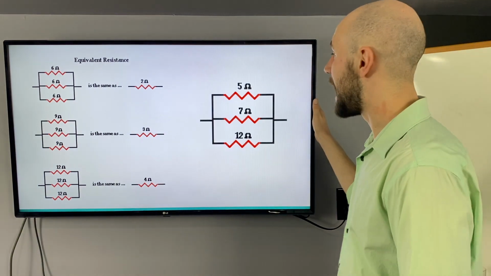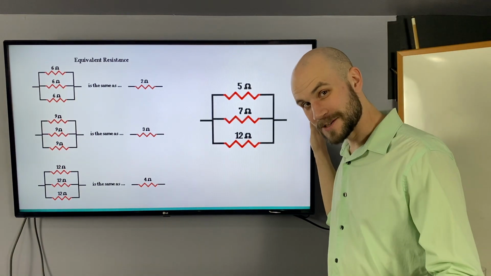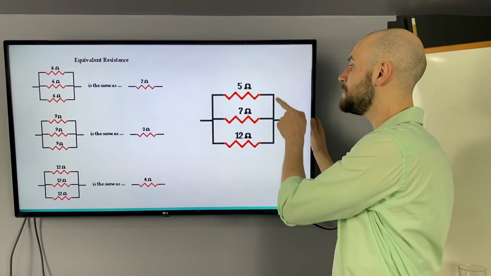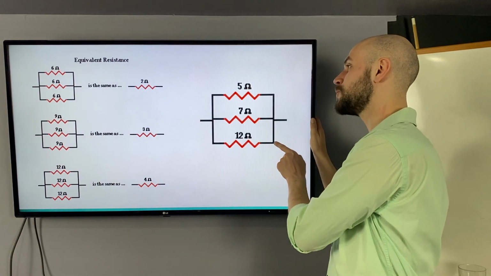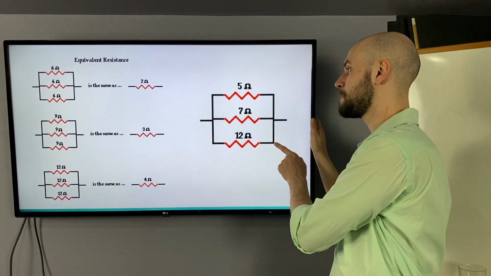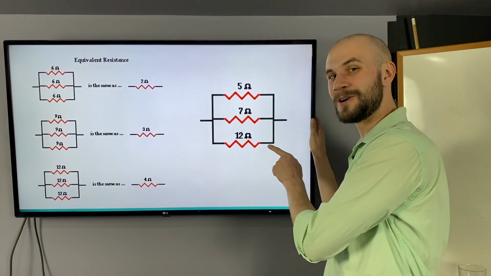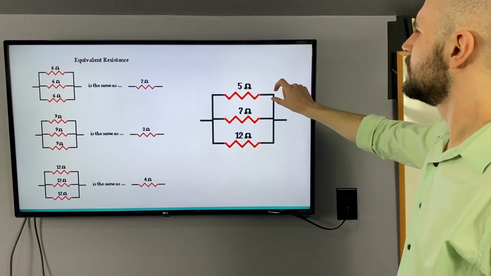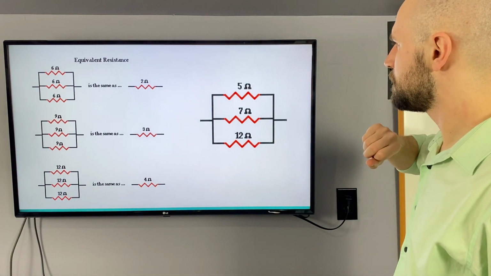All right, I want you to try this one on your own. Pause the video and seriously try to solve this out. What would be the equivalent resistance of this grouping of resistors? You gotta brush up on your fraction skills. Okay, pause the video, give it a shot.